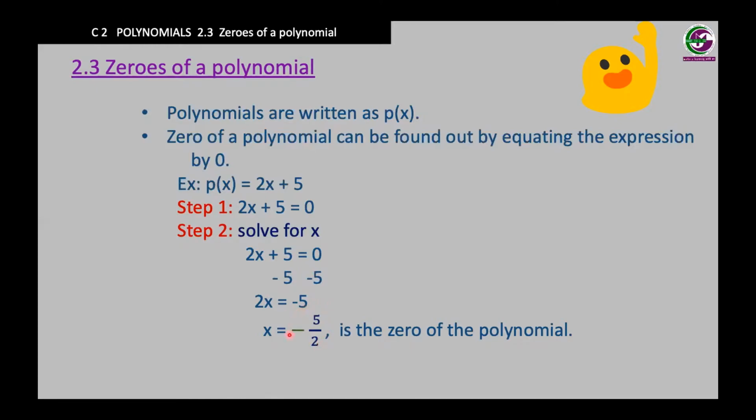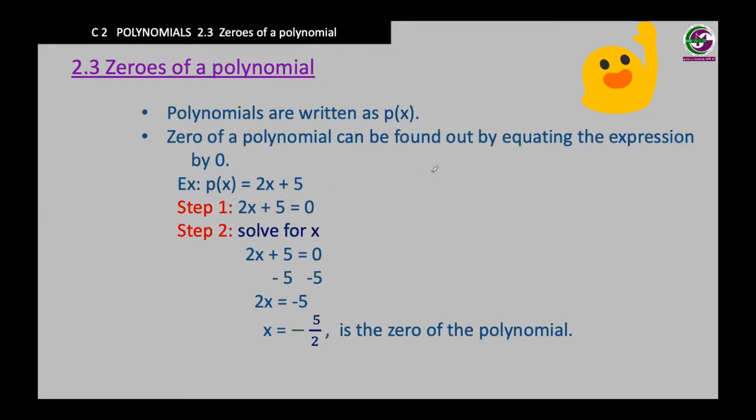So we can say that negative 5 by 2 is the zero of the polynomial. We can even check why we call this a zero of a polynomial. You will understand from that. Look at this value, x, we get the answer as negative 5 by 2. So let us replace this value in this equation.